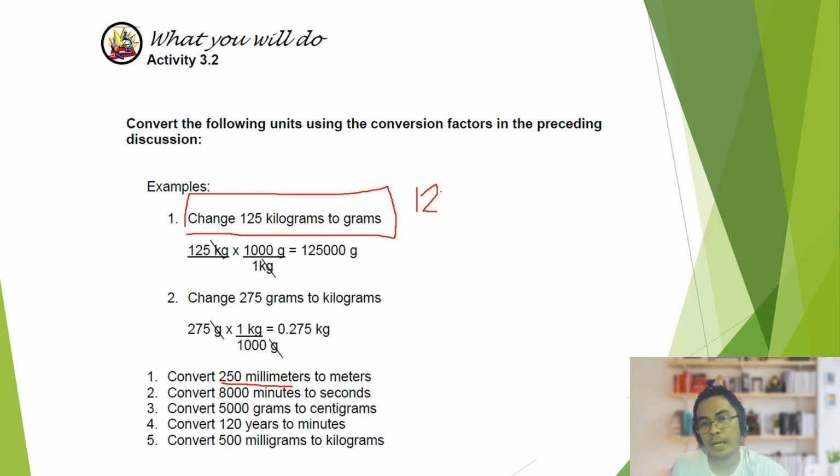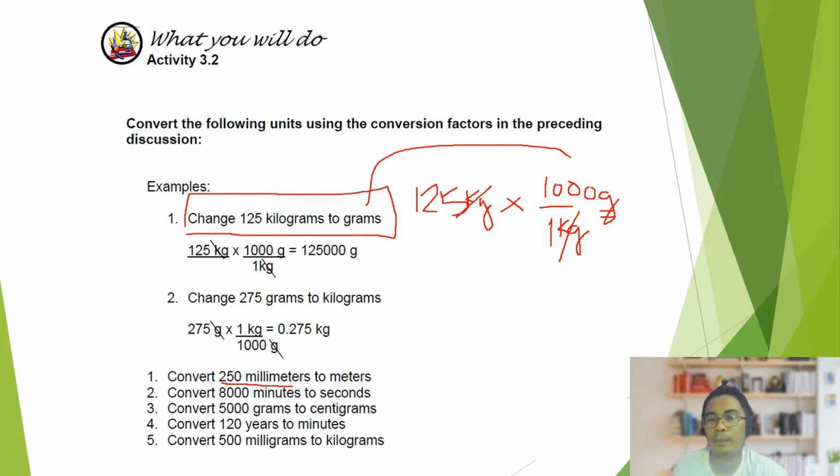Again, we need to start with the given. It's always like that. We need to start with the given. And then, we multiply by the conversion factor. We know that, to cancel this kilogram, we need to put kilogram here. So, there is a direct conversion that we know, that for every kilogram, that is 1,000 grams. So, since this is canceled, what remains is the unit the problem asks for, grams. So, just multiply 125 times 1,000 divided by 1, the answer is 125,000 grams.